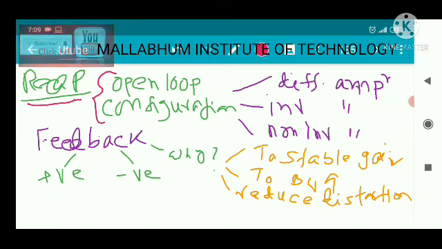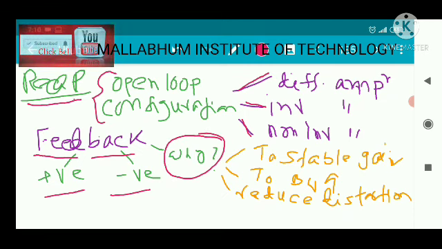This is the open loop configuration of the op-amp, that means no feedback. First we discussed the no feedback path. In the open loop configuration, first we discussed the differential amplifier, second the inverting amplifier, and third the non-inverting amplifier. Next we discussed feedback: what is positive feedback, what is negative feedback, why we require feedback, and then we analyzed the importance of negative feedback.